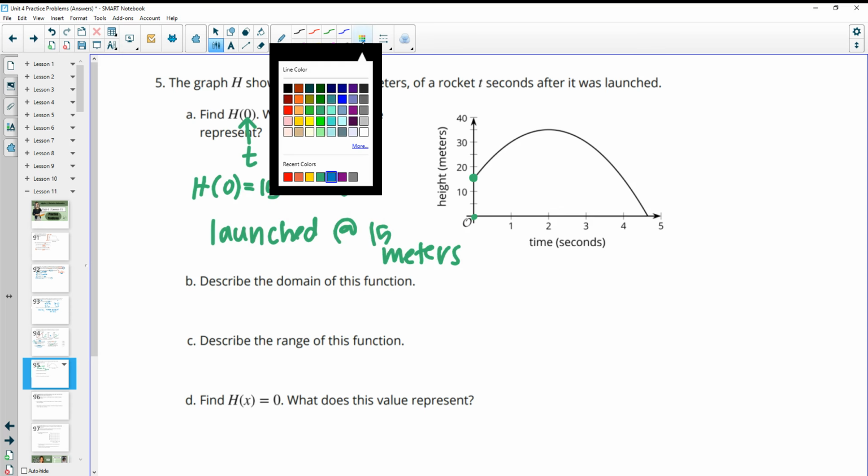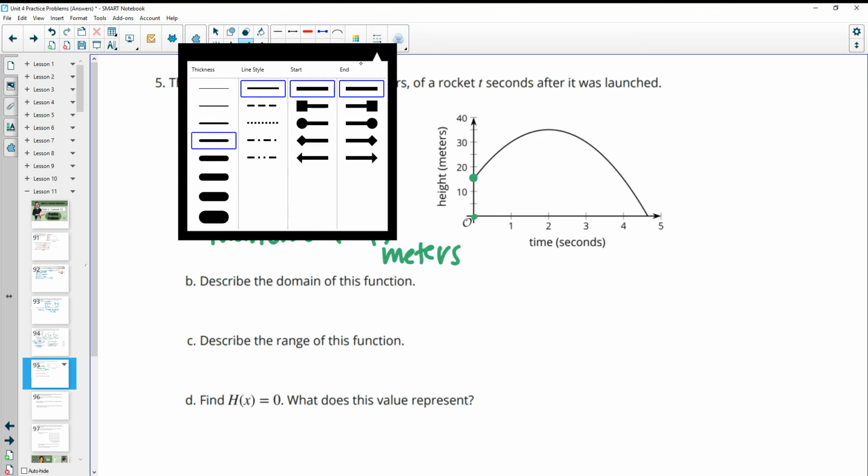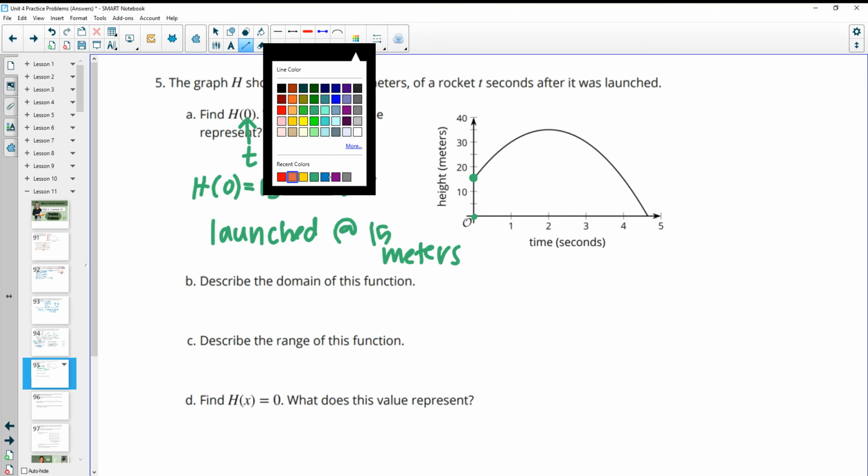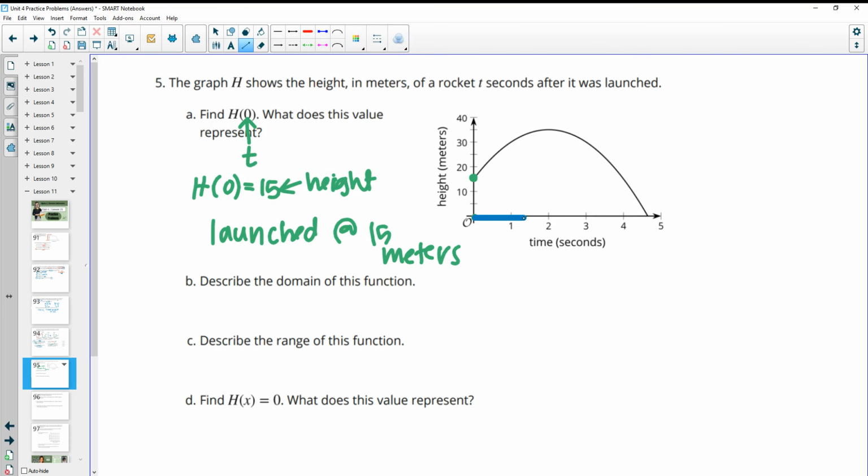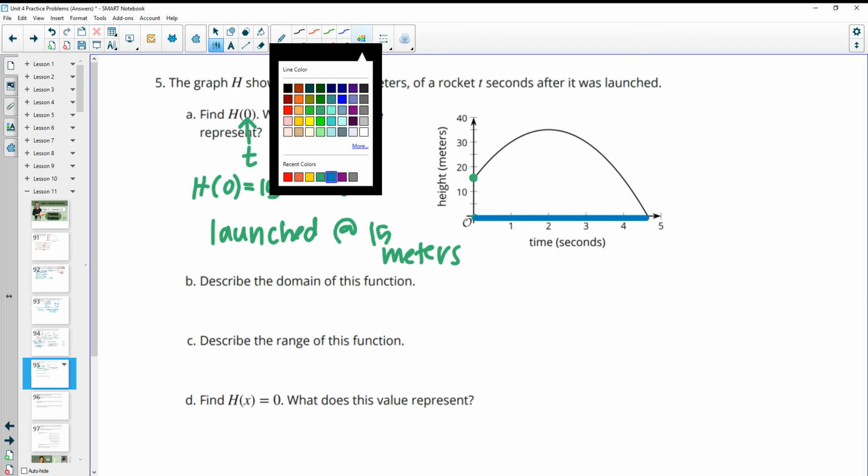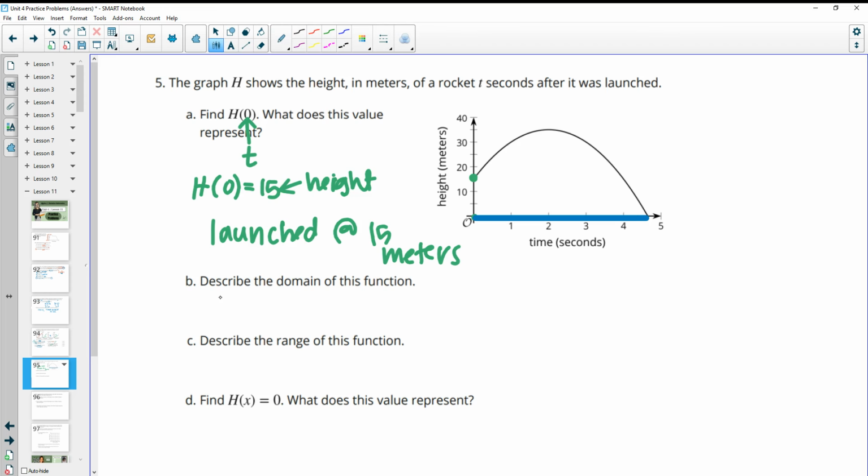Describe the domain of this function. So the domain is your input values. So your domain is going to be these values. It's going to be your time in seconds. And we know that time can be represented in decimals. So the domain here is going to be all numbers versus just integers or anything like that.